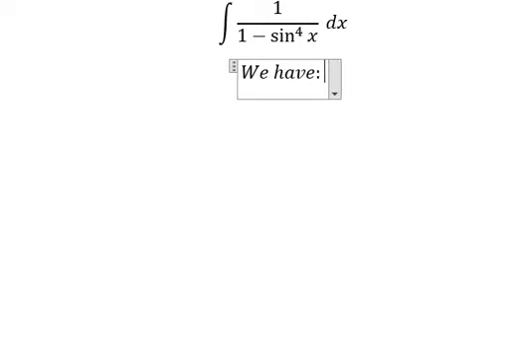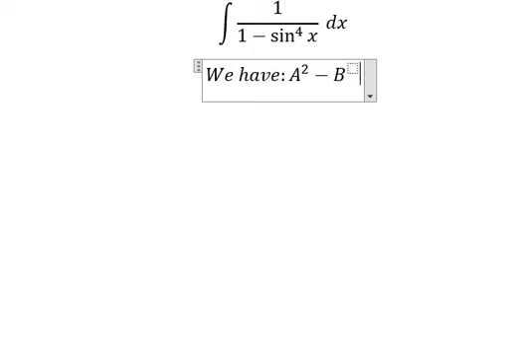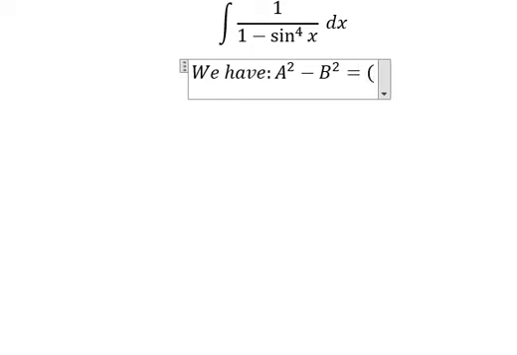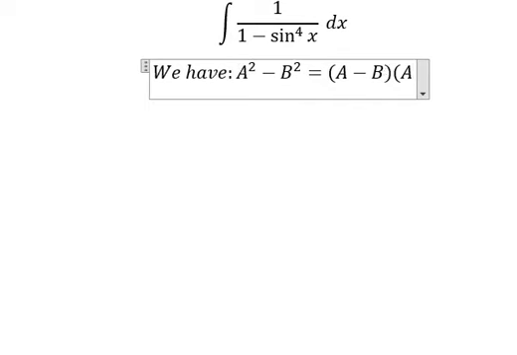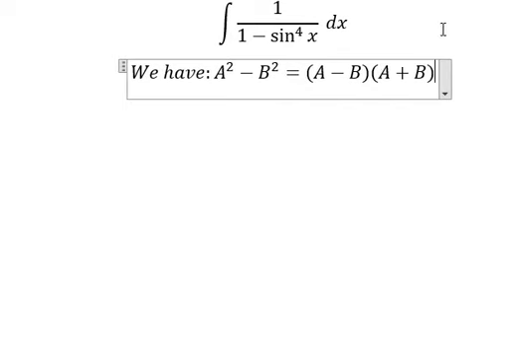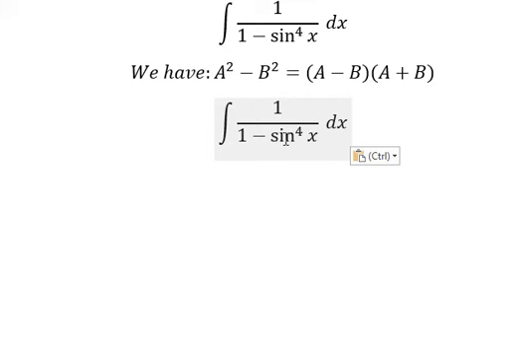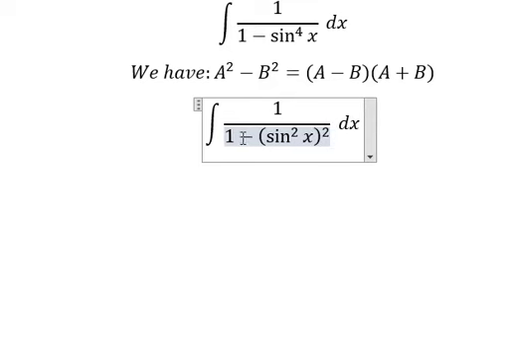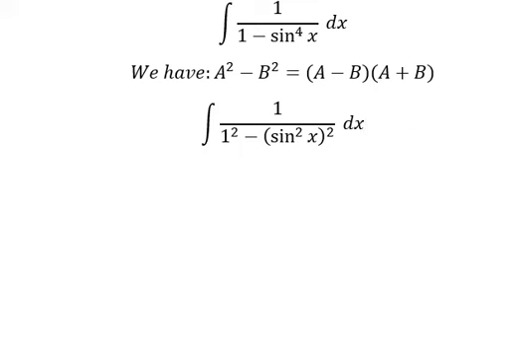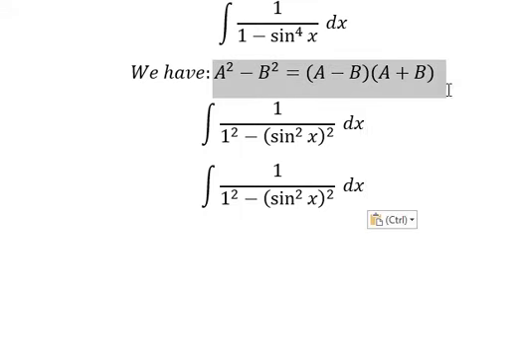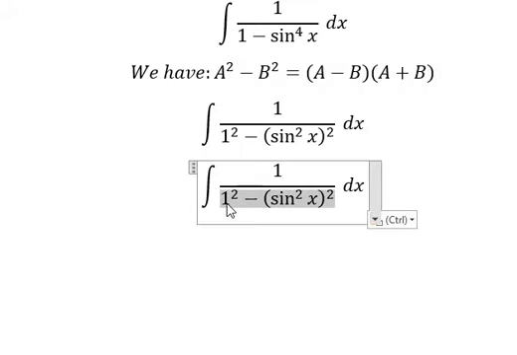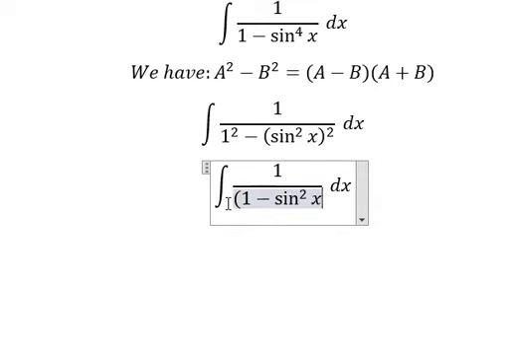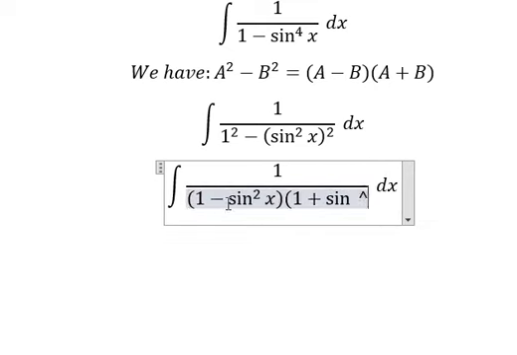We have a square minus b square equals a minus b multiplied by a plus b. So sin x to the power of 4 we can write as sin x square, everything to the power of 2. Number 1 is about 1 to the power of 2. So we apply the formula in here and you will get 1 minus sin x square multiplied by 1 plus sin x square.